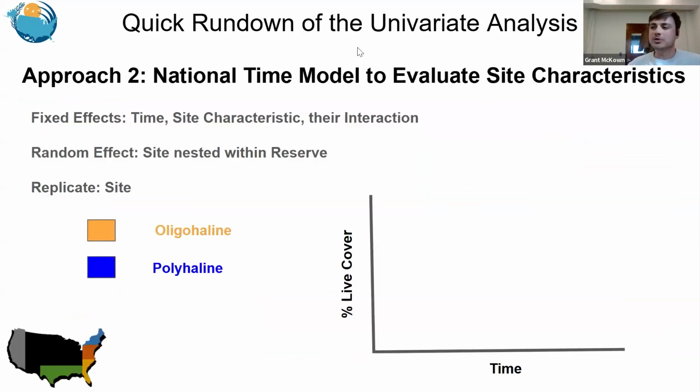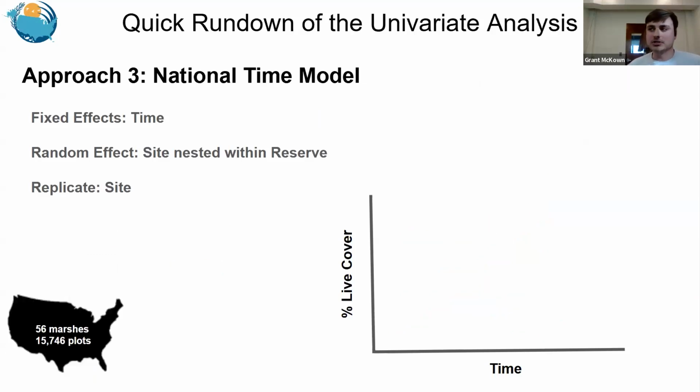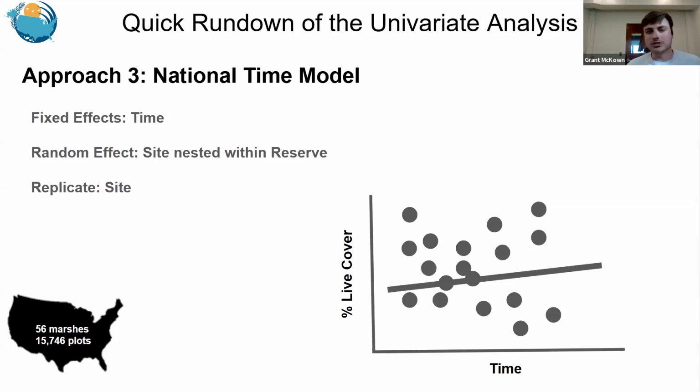Our second approach was that we were really interested to see how vegetation communities change with respect to site characteristics. So we did some national time models using site characteristic as an interaction. As an example, if we want to look at 2 salinity regimes, where orange was oligohaline and blue was polyhaline, we were really curious if there was a significant interaction over time. And lastly, we were really curious just about national general trends as well. So we used the same approach of a national model, but with no interactive effect. So for example, here are the same points, but we would just do one linear regression.